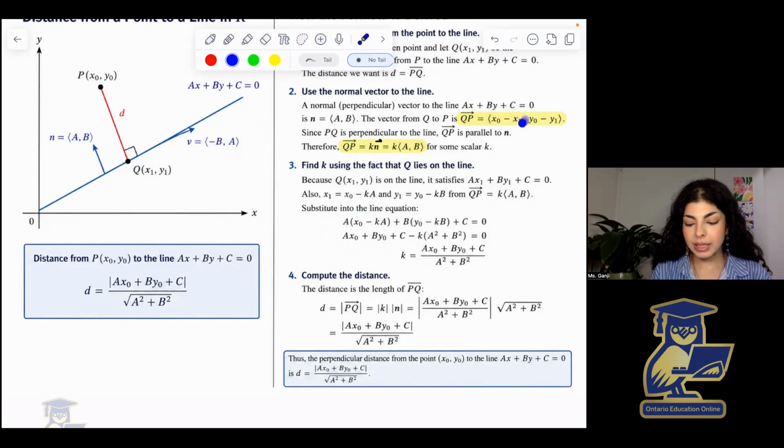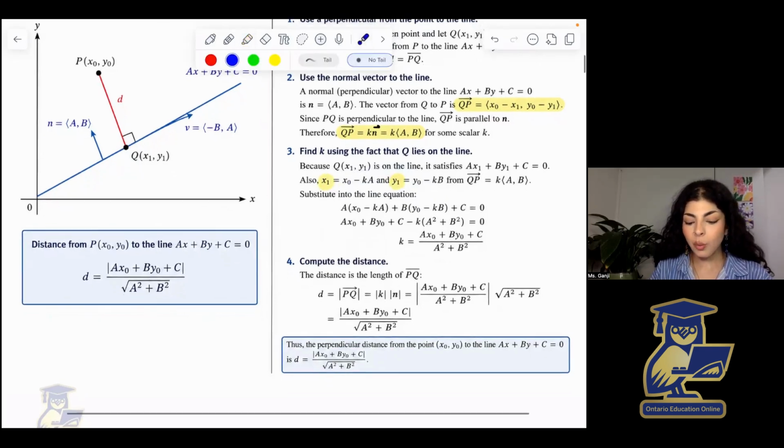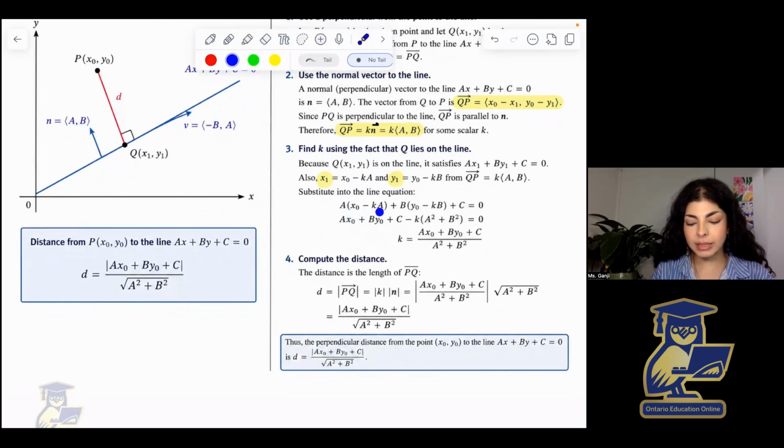Okay, the reason for this is we would say these two are both QP vectors. So x0 minus x1 is equal to k times a. So then solving for x1, I will just have x0 minus k times a. Similarly, y1, which is the y coordinate of point Q, is going to be y0 minus k times b. Now, substituting these two values of x1 and y1 into our Cartesian equation, we end up with a times (x0 minus k times a) and b times (y0 minus k times b). And then c is just there.